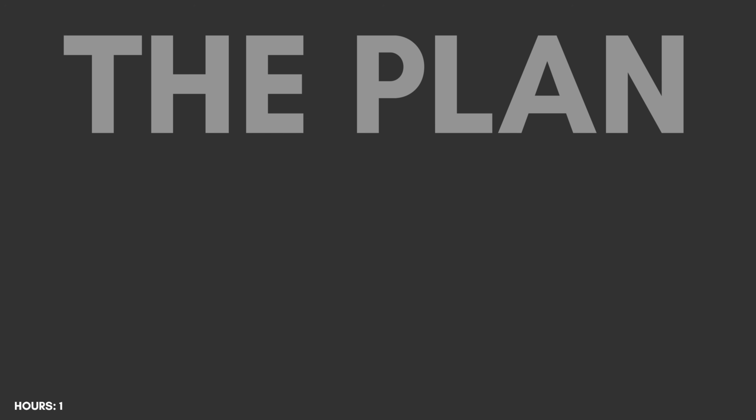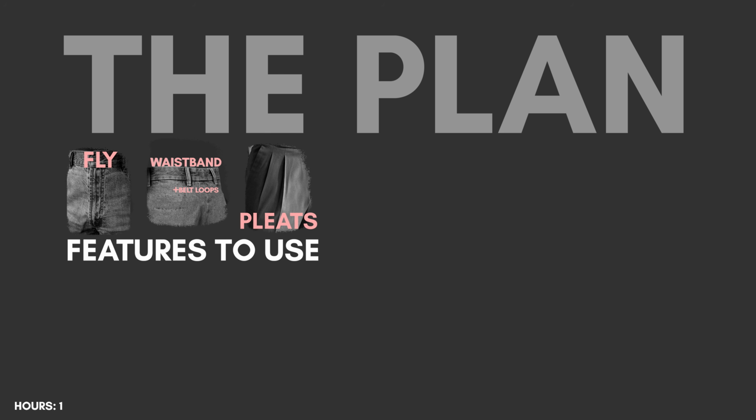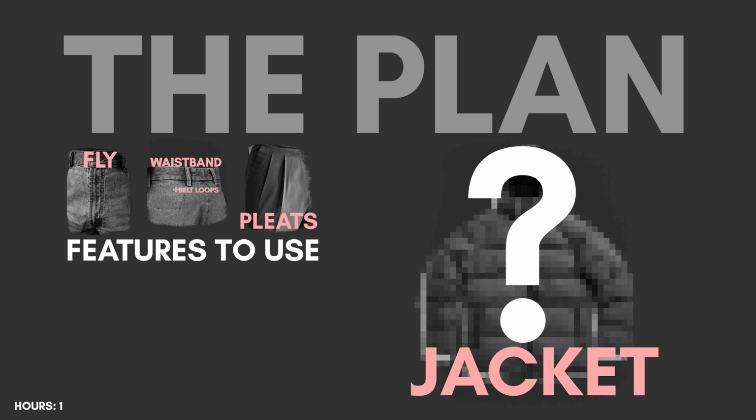Here are the most common features. Number 3, the pleats on the front panels. Number 2, the waistband with the belt loops. And number 1, the fly. So we finally have a plan. We know what features to include in the jacket design, but we don't know what the jacket should look like.